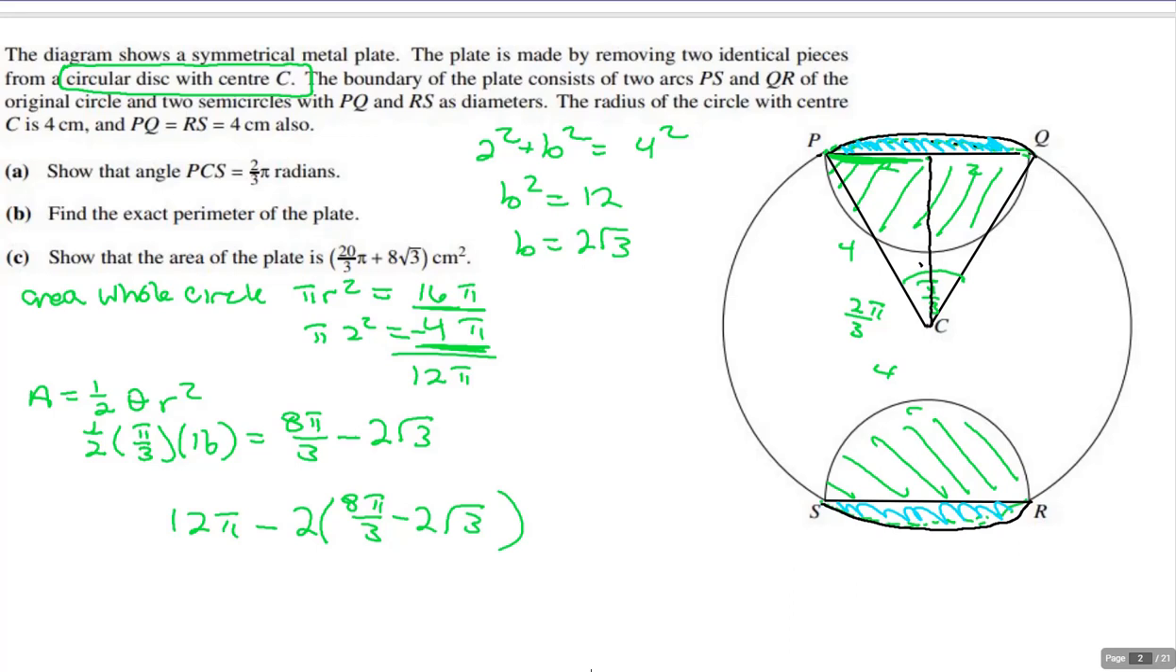You with me on that? Yeah. So now all we got to do is distribute here. This is still going to be 12 pi. This is going to be negative 16 pi over 3. This is going to be, what's negative 2 times this? Plus 4 square root of 3. Yeah? So then what's 12 pi minus 16 pi over 3?